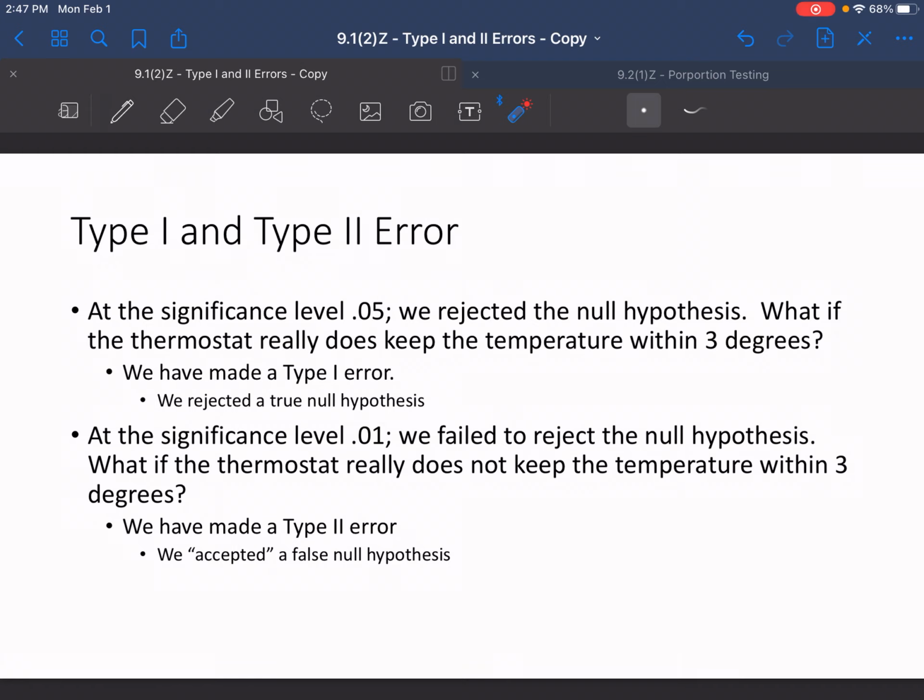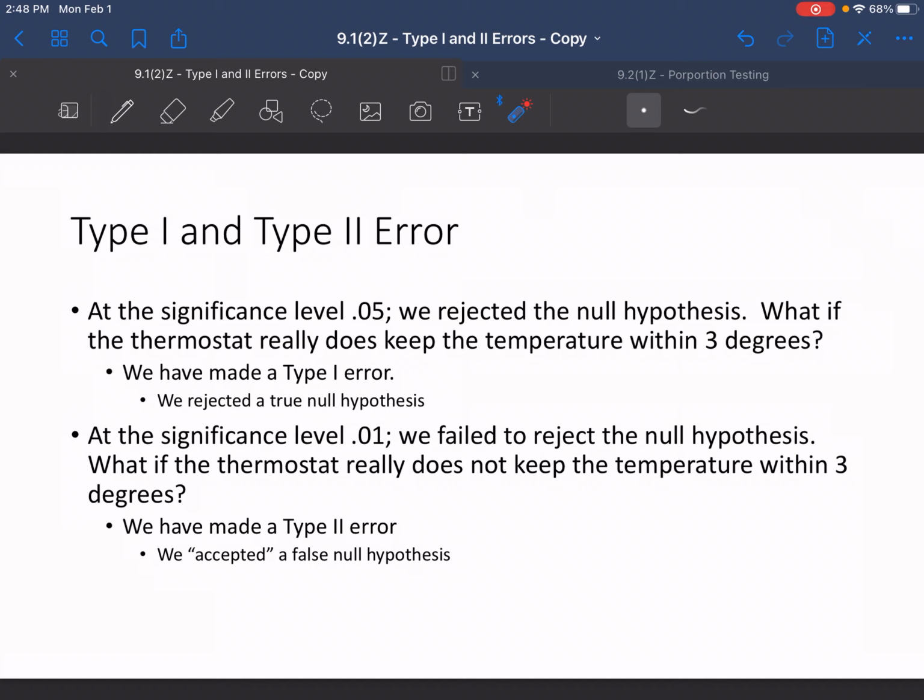However, what if our p-value was actually greater than that? What if the thermostat really does keep the temperature within 3 degrees? Well, what would have happened at that point is we would have made a type 1 error. We would have rejected a true null hypothesis.